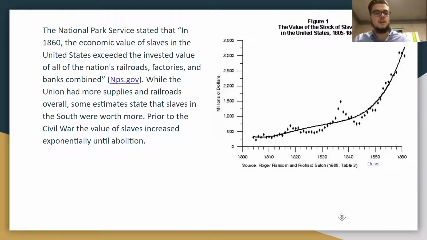We also see here that the value of slave stock goes up almost exponentially at this point in time. It's rising increasingly as we get towards the tip-off point of the war, 1860, 1861. It's more than it's ever been worth. And we see the economic value of slaves is, some estimates say, more than the nation's railroads, factories, and banks combined.